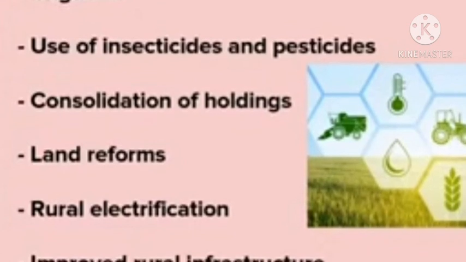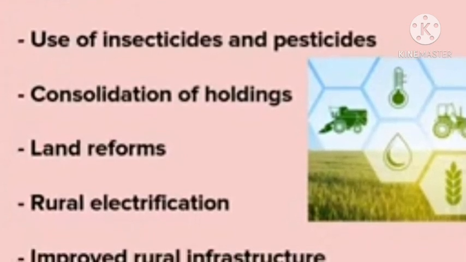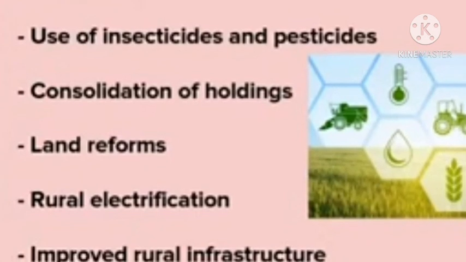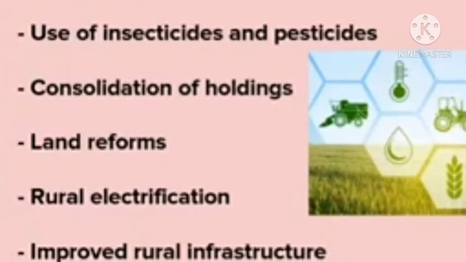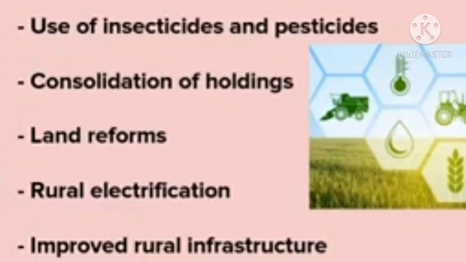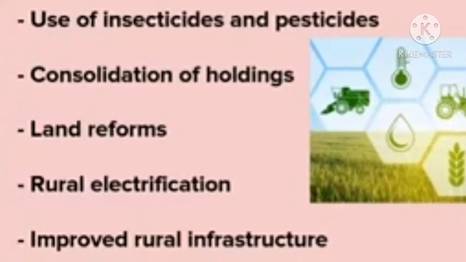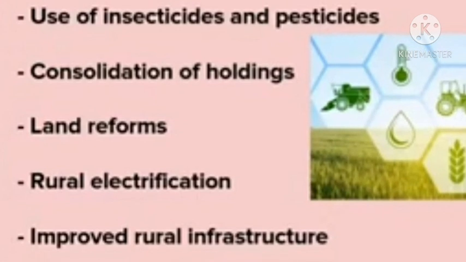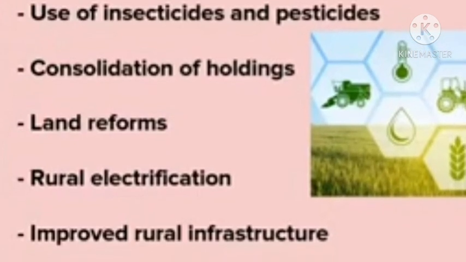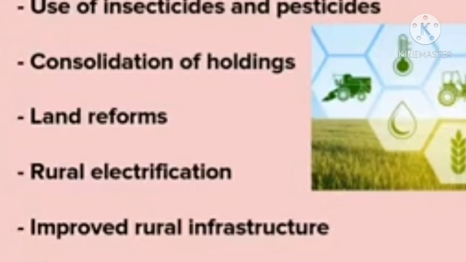Then the construction of multi-purpose dams led to the spread of electrification even in the rural areas of Indian villages. Then rural infrastructure improved, which means a larger network of roadways and railways developed the transport of agricultural products from the farmland to the market.